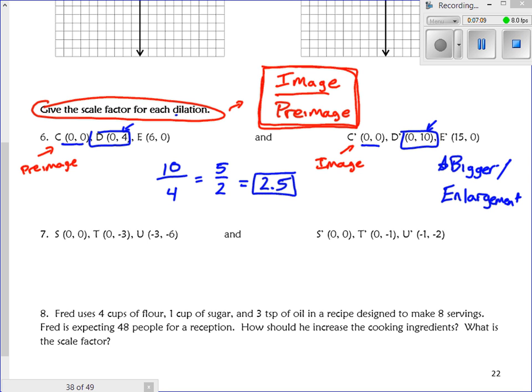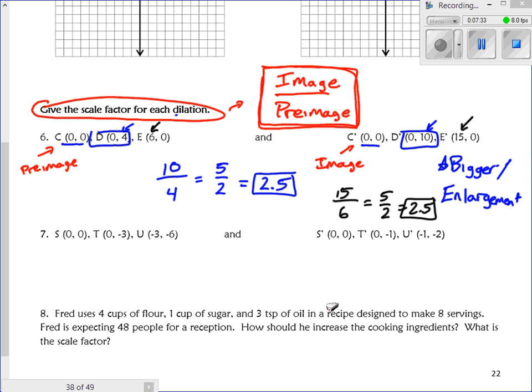If you'll notice, we could pick really any point as long as we have valuable pieces of information. So for example, we could do the 15, go to the corresponding part in E, which is 6, and 15 over 6 again is 5 over 2, which is 2.5. So what you should notice here is that regardless of which piece you use, as long as you use the right corresponding part, the scale factor should remain the same.